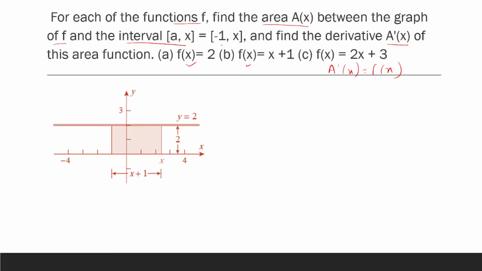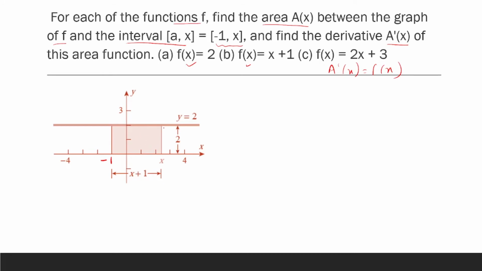Now they have given me the interval, -1 comma x. So where is -1? -1 is somewhere here and x is here. Just consider this as my x. X is here. I draw vertical lines over here. So this is a rectangle shape that I am getting.